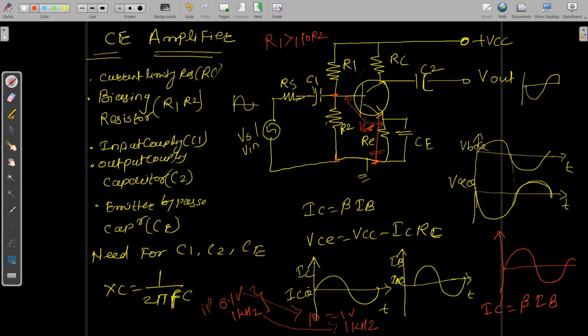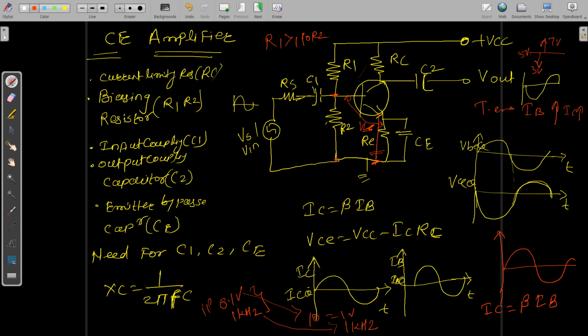If, because of temperature, your IB increases, we know that your IC increases, and when IC increases, say you have biased your transistor to give an output of 5 volts, then because of this you may get an output of 7 volts. And if temperature decreases, the reverse thing happens, and it is going to decrease to 3 volts, something like that. That means you are not getting a stable, constant output.